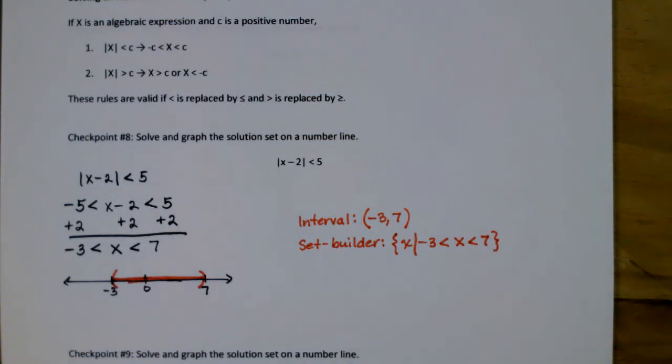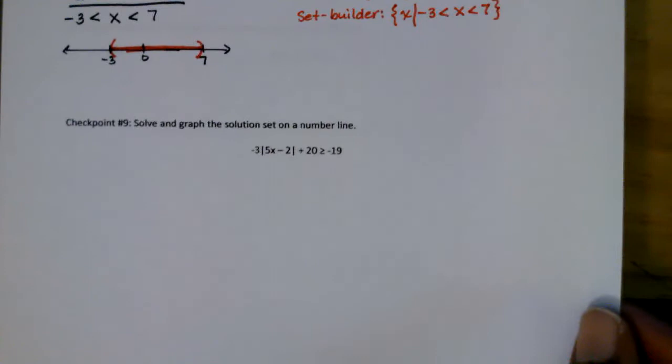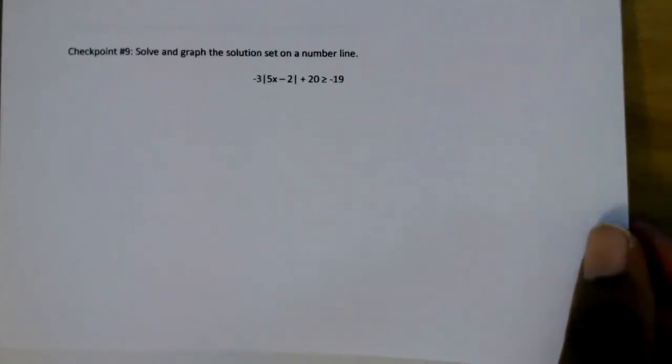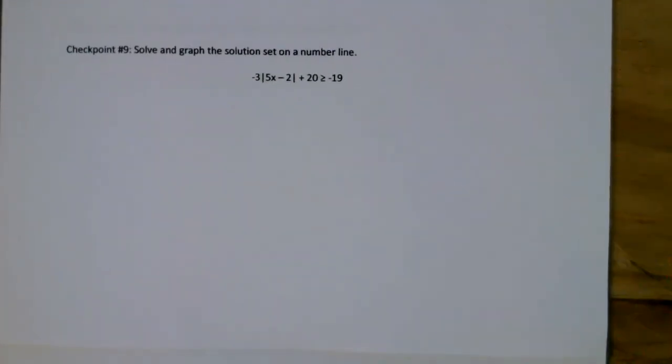Now, in this next example, here we got an absolute value inequality, but here we have to get the absolute value by itself before we do anything, before we determine whether or not we have a case 1 statement or a case 2 statement. Here we got -3 times the absolute value of 5x minus 2 plus 20 is greater than or equal to -19.